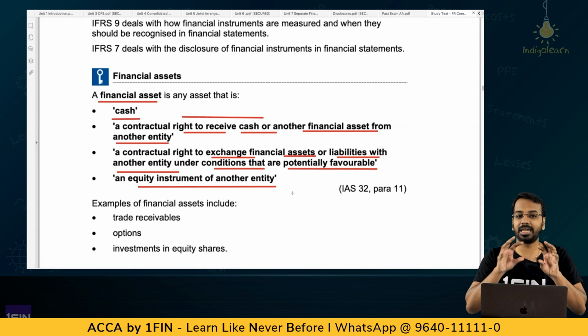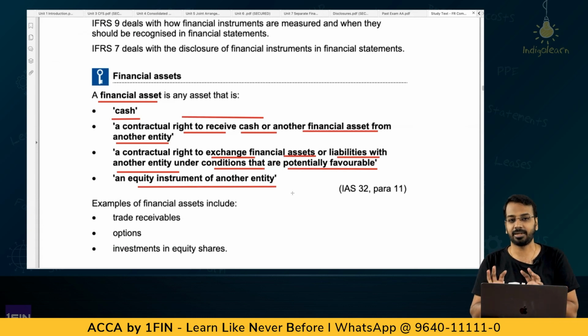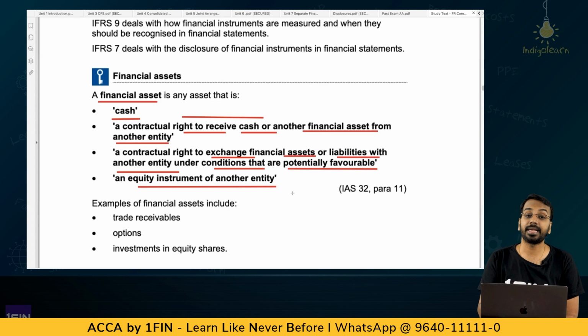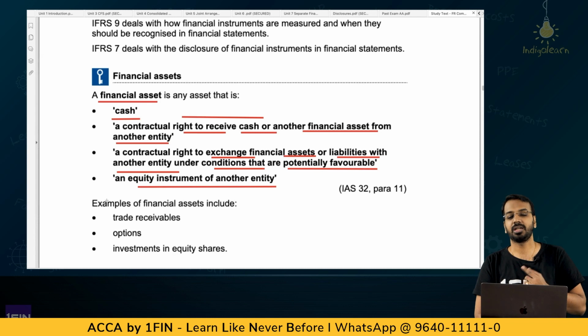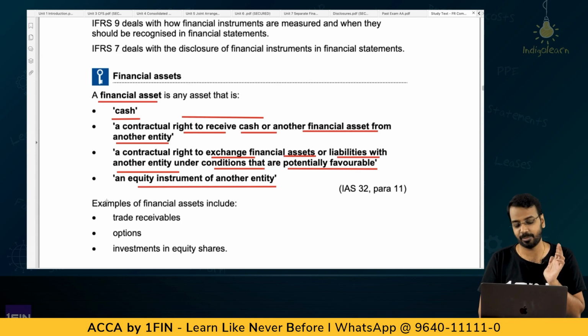Okay, so more on derivatives, we'll come to it slightly later. I don't want to complicate it here, but think of a situation where I can exchange a financial asset or I can exchange a financial liability with another entity under conditions that are favorable or unfavorable. So the thing you have to remember here is, if I am exchanging assets under favorable conditions, it is a financial asset for me. If I am exchanging under unfavorable conditions, then it is a financial liability.